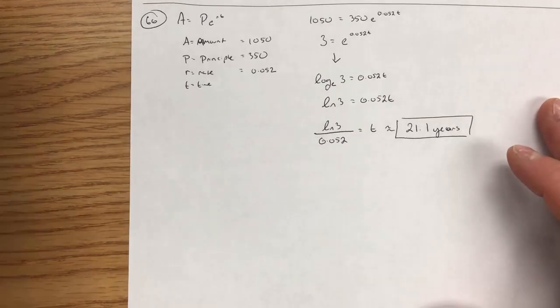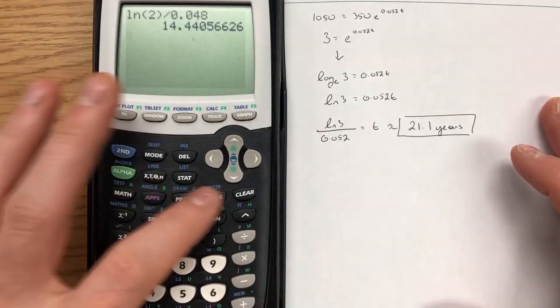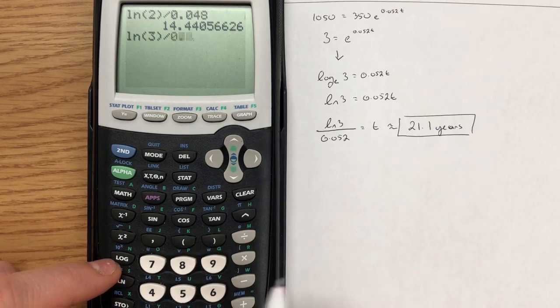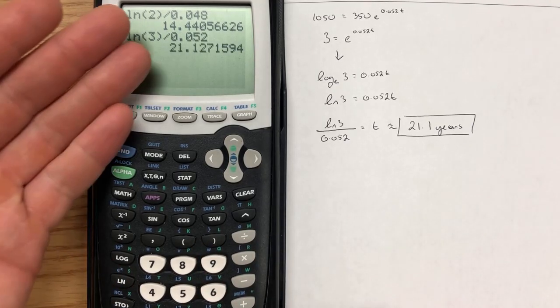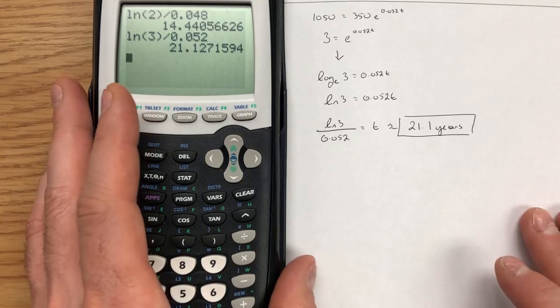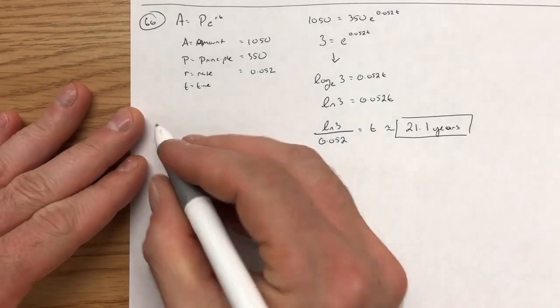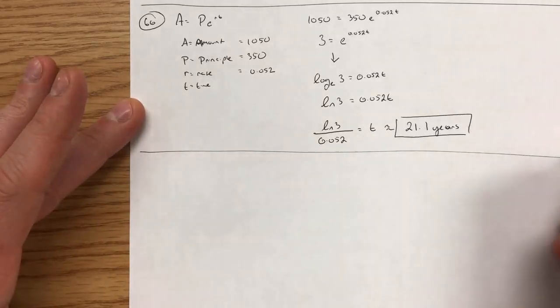If I wanted to plug that into a different type of calculator, I can take this and say, okay, the natural log of 3 divided by 0.052, 21.1 years. Awesome. So tripling your money takes a long time. Again, better invest now.